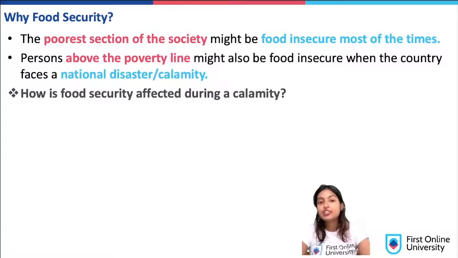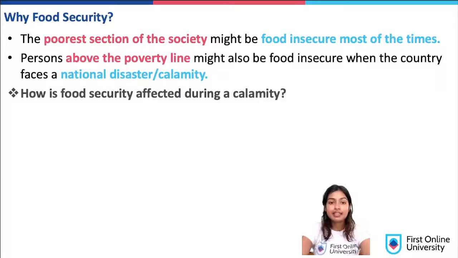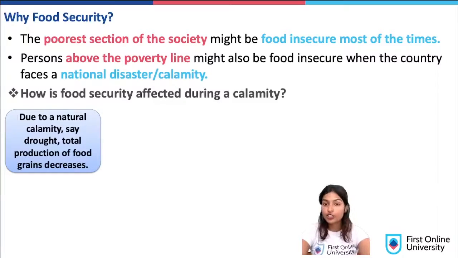Also, let us see how food security is affected during a calamity. Let us take the example of a flood or a drought, right? Here we've considered a drought, so let us go ahead with the drought. Due to a natural calamity, say a drought, total production of food grains decreases. Why does it decrease? You know that a drought is where there is not enough irrigation or water to produce crops. So when there is no proper irrigation or water, the production of grains finally decreases.